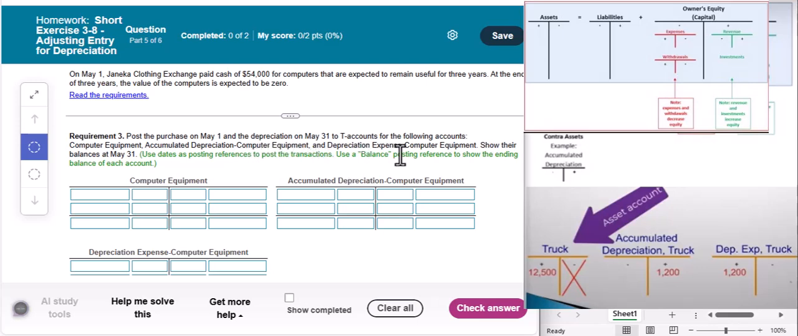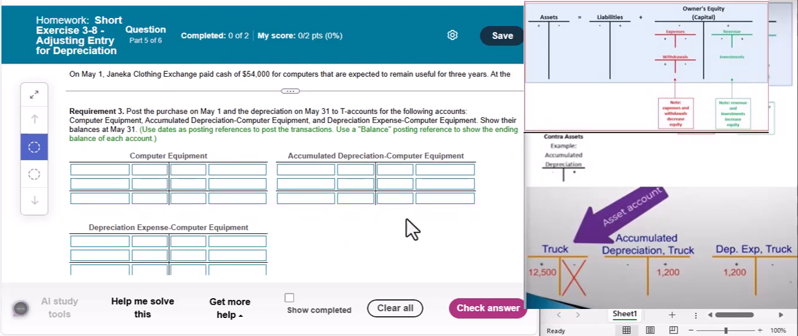Use a balance posting reference to show the ending balance of each account. Now notice here they don't have the cash asset account, so we're going to ignore cash. But we have to remember that on May 1st, we paid $54,000 for computers. In the real world, you'd also have a T account for cash and you would lower that. But that's not the emphasis of this problem, so we're going to skip it and post these entries to the accounts that we do have.